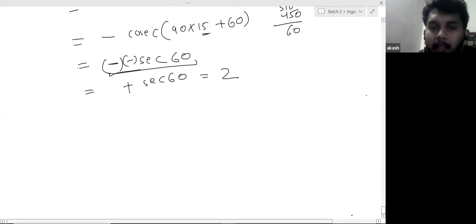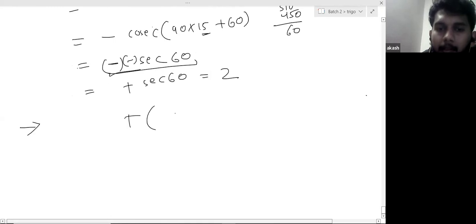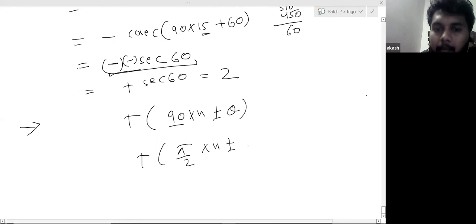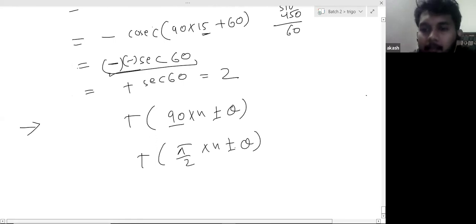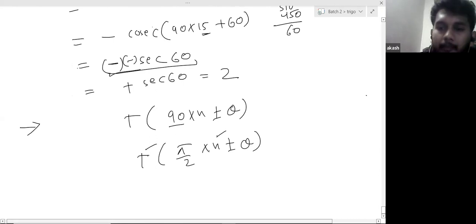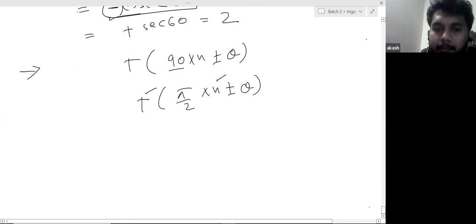So this is about degrees, but what if the angles are in radian? All right. We saw this one. We can substitute this value in radian, pi by 2 into n plus minus theta, and everything else remains the same. All the steps are the same. If n is odd, then this will change. If n is even, then this will not change.